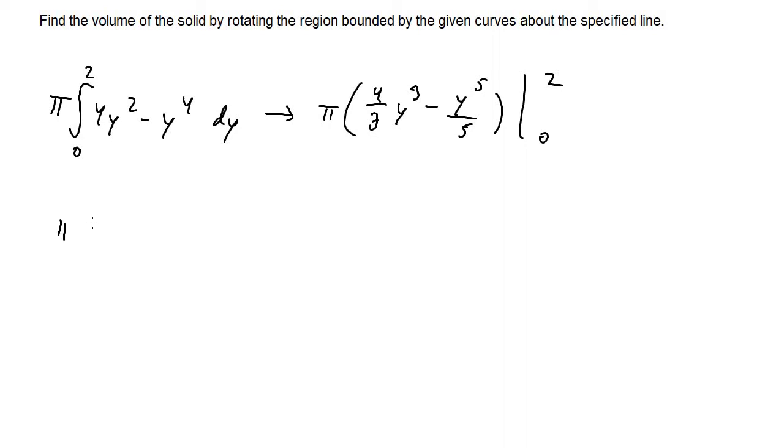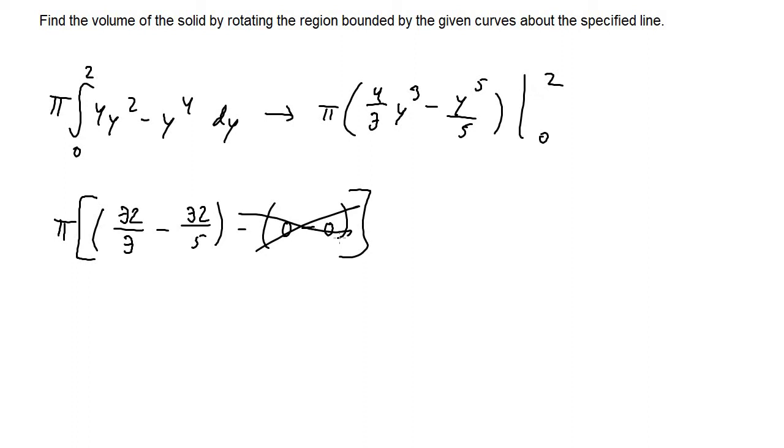So when I plug in 2 for y, we have 2 cubed, which is 8. 8 times 4 is 32. So we have 32 over 3. Minus 2 to the 5th, which is 32, so 32 over 5. Minus, when I plug in 0 for y, we have 0 cubed times 4 thirds, that's 0. Minus 0 to the 5th over 5, that's also 0. That will end up canceling. So all we have left is pi times 32 over 3 minus 32 over 5. I'm just going to use a calculator to find the final answer. And your final answer should be exactly 64 pi over 15.